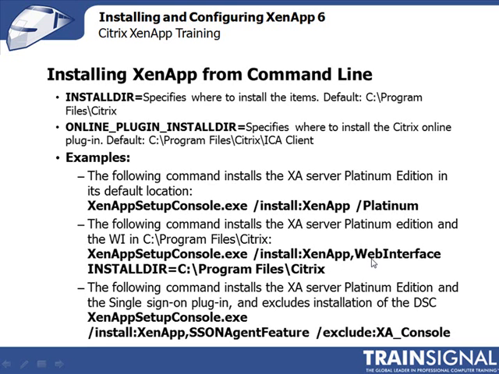The one thing to notice here is when you want to install more items, you just use a comma to basically say, okay, I'm installing XenApp and I'm also installing Web Interface, and this is the directory where I want to install them. And down here, you're also installing XenApp and the single sign-on agent, but you're excluding the XenApp console installation. So in this case, you don't want to install the delivery services console onto the server. Now let's go ahead and switch back to the demonstration and go through some of these examples.